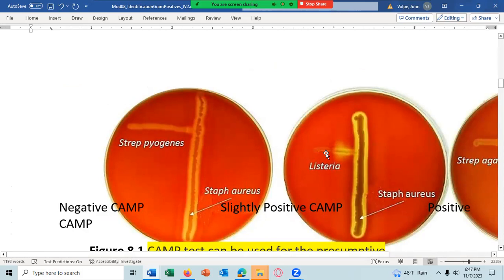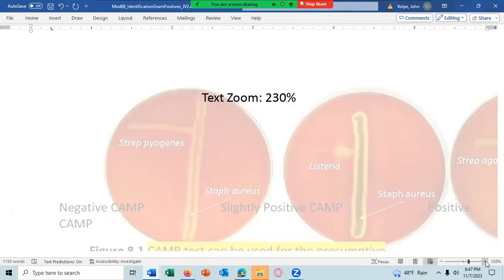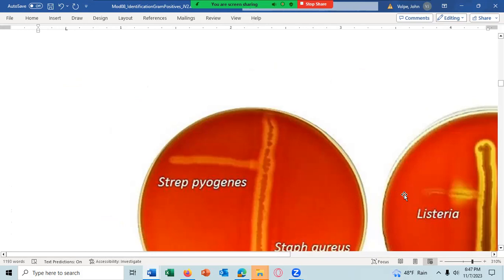So right there is the streak of the Listeria. And as you can see, it has beta hemolysis. Let me blow it up even further. Right there around it, and right there we see enhanced beta hemolysis near the Staphylococcus aureus. Any question about that?